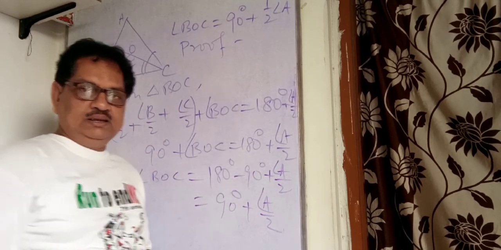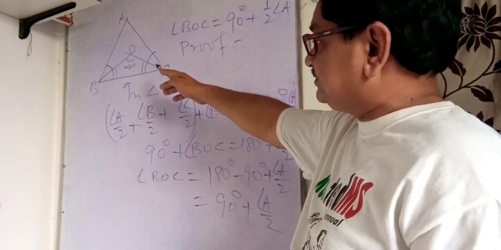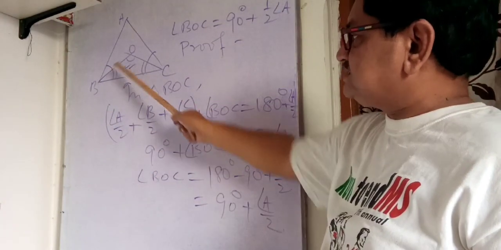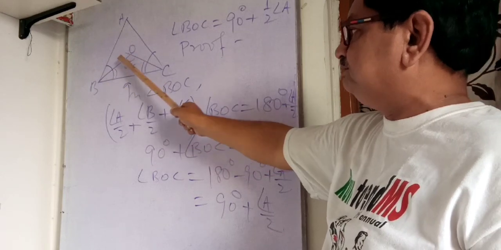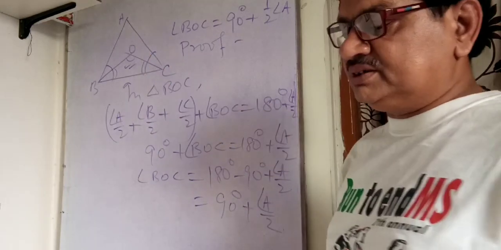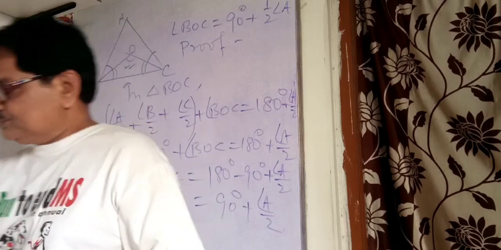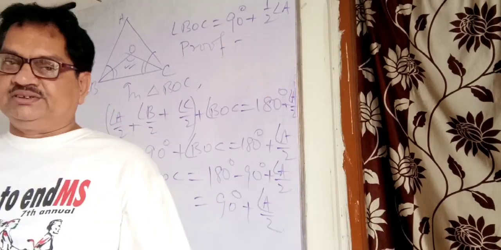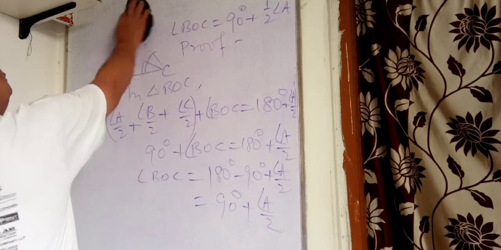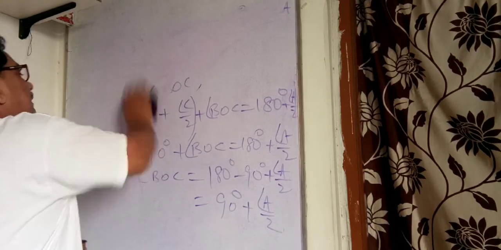So in this way we can show the result, and this is a very important result or observation, that if the bisectors of base angles meet at O, then the angle BOC will be equal to 90 degrees plus half the vertical angle, or half angle A. The next one is related with the external bisectors. Here we have taken internal bisectors.